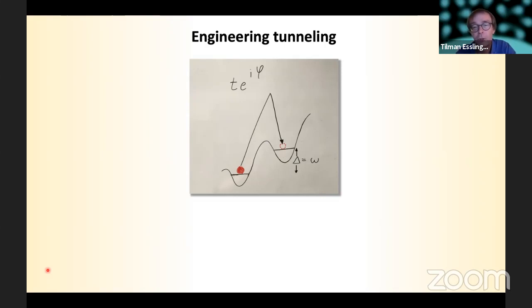And typically what you do in the experiments, you have a lattice, and then you, for example, tilt the lattice, and then tunneling is suppressed, and you restore the tunneling by a Raman transition. So, and this tunneling element will then have a certain phase.